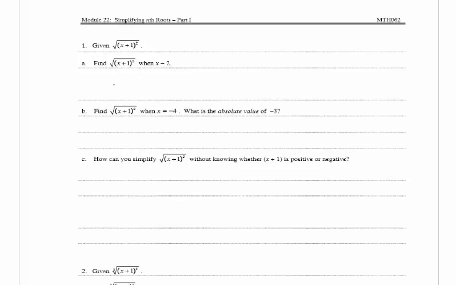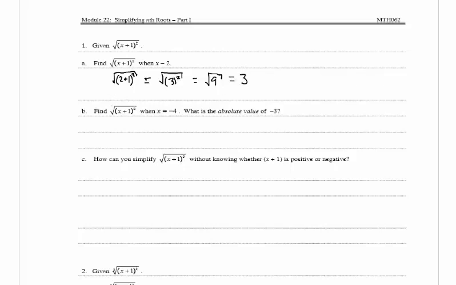So we have the square root of (2 plus 1) squared, which is equal to the square root of 3 squared, which is equal to the square root of 9, and the square root of 9 is equal to 3.